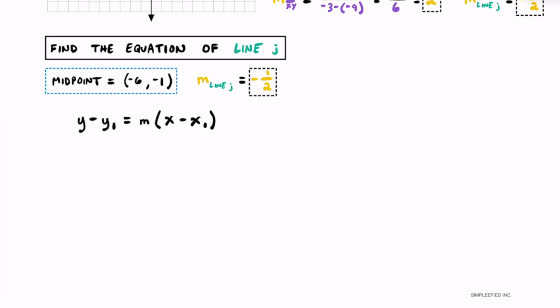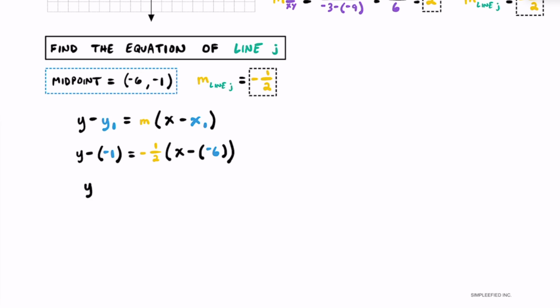Remember this is point-slope form, where m is the slope, and x1 and y1 just represent coordinates of a point that we have. So let's plug in this -1 for y1, this -1/2 for m, and the -6 for x1. Alright, so this is our equation. We've plugged in that point and slope.